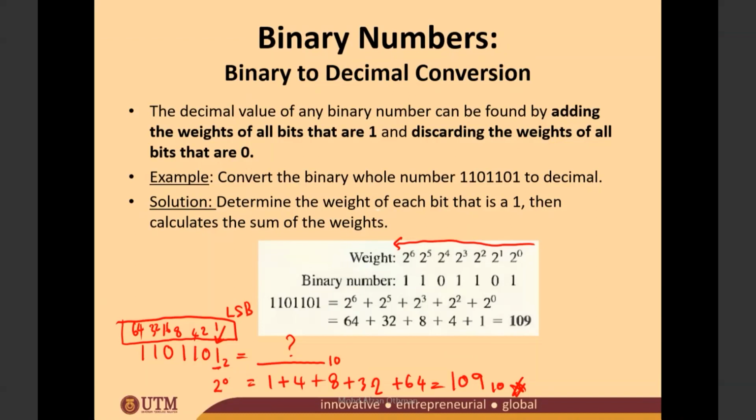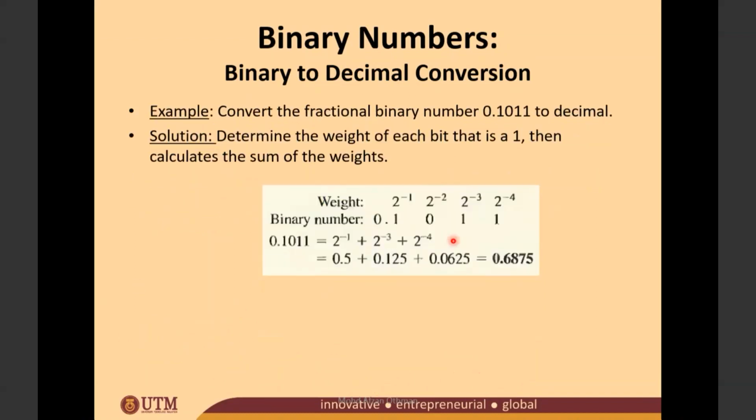Okey, so yang ni adalah daripada binary ke decimal, which is kamu kena dapatkan dia punya pemberat dulu. Okey, tambahkan dia punya pemberat. Next, kita tengok lagi satu. Another examples. Okey, kita banyak examples, don't worry.